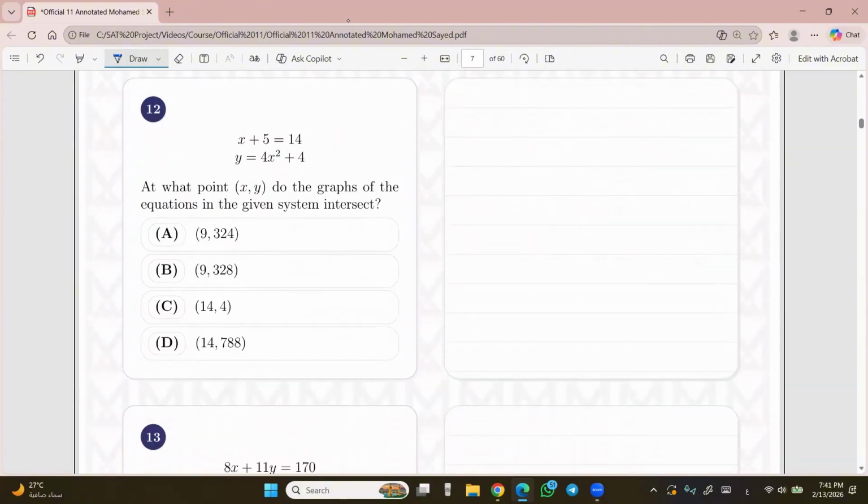Number 12, we have this system of equations, and one of them is a linear one, and the second is a quadratic one. At what point do the graphs of the equations of the given system intersect? So here you can use Desmos to get the intersection point, and then just choose the point from the graph. But sometimes the numbers are very big numbers like this one. So you need to be precise when choosing the numbers.